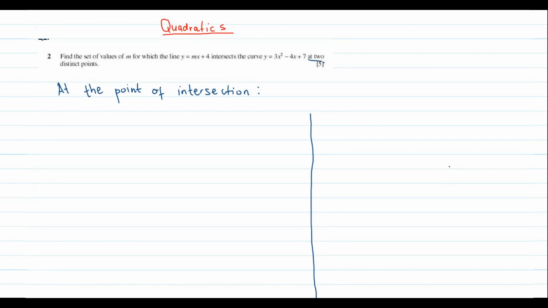So what we should know here is that whenever this question says at two distinct points, we actually have a quadratic curve and a straight line intersecting. Whenever a quadratic curve and a straight line intersect at two distinct points, the discriminant b squared minus 4ac will always be greater than 0.